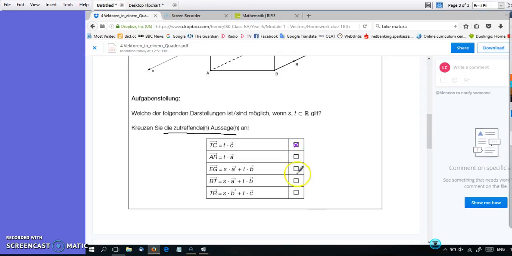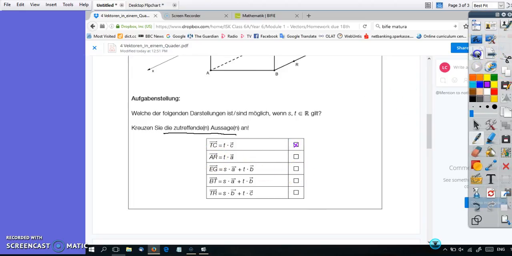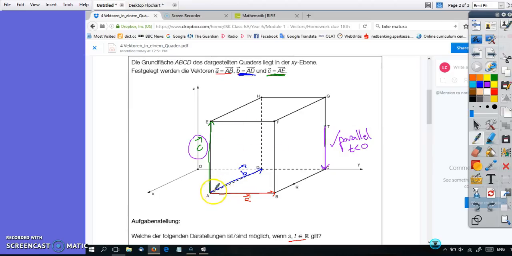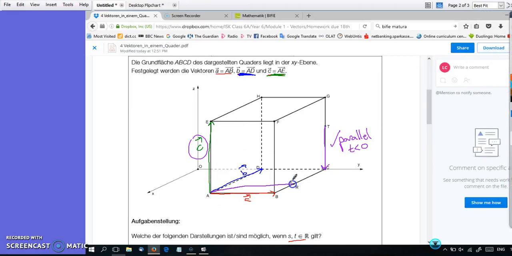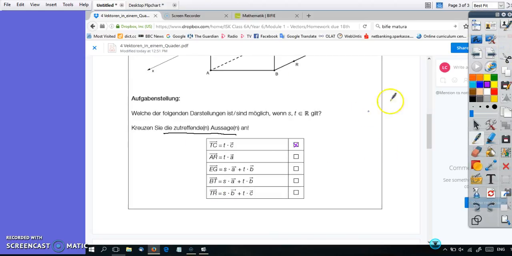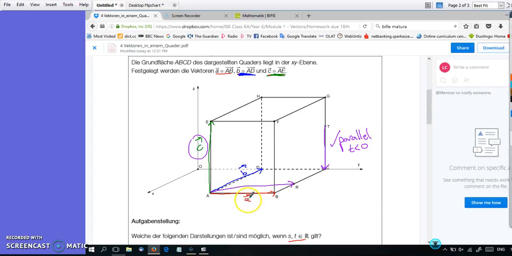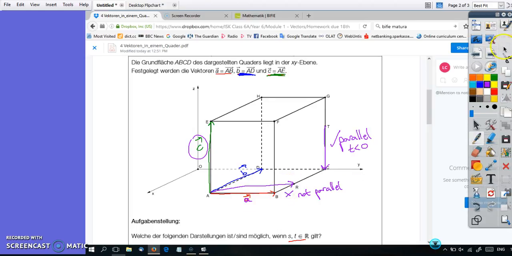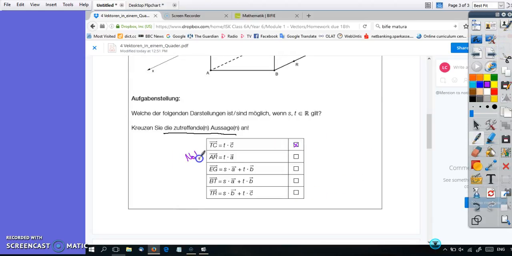That one's fine. What about A to R? Well, A to R goes from there to there. Is it possible that that is just some scalar times a? Oh, that one is an a down there, I promise. That is an a. Is that some scalar times a? Well, they're not parallel, so that's not possible. You'd have to take a and then a little bit of b as well to get from A to R. So that one, nope, we've checked that.